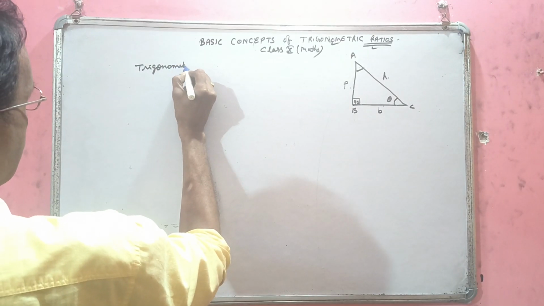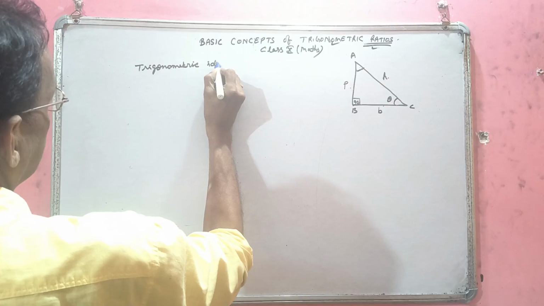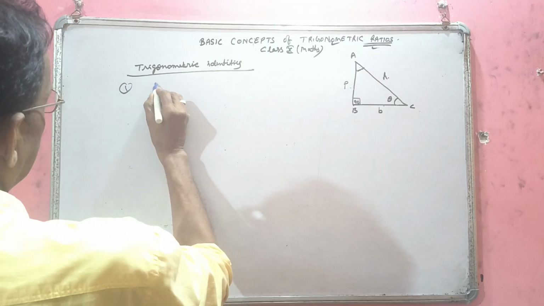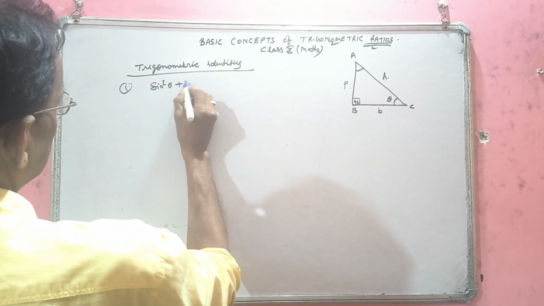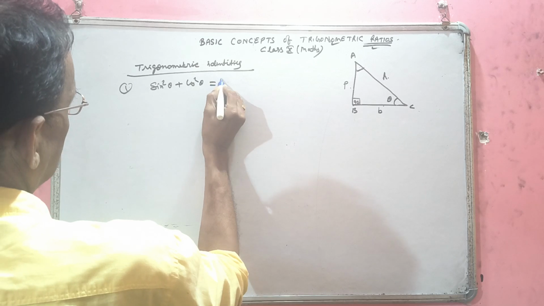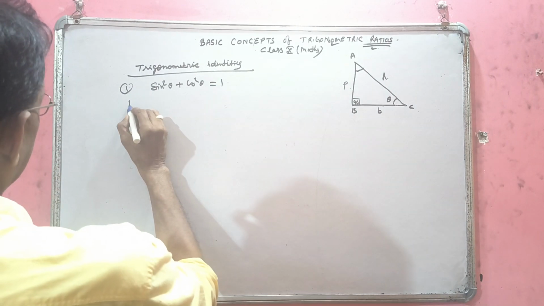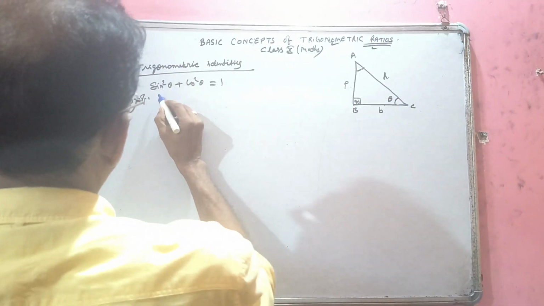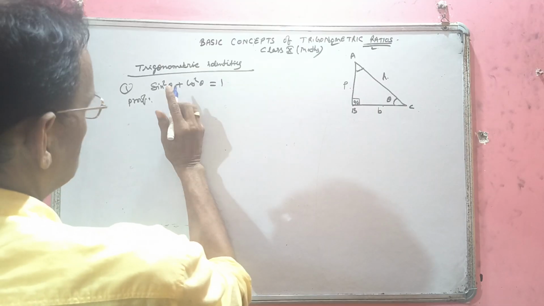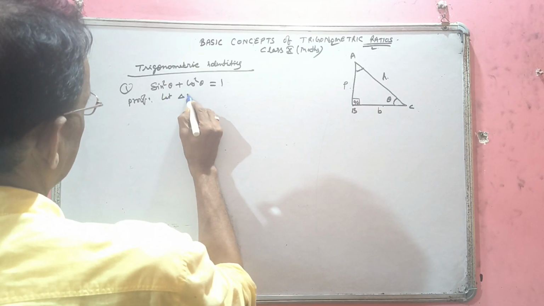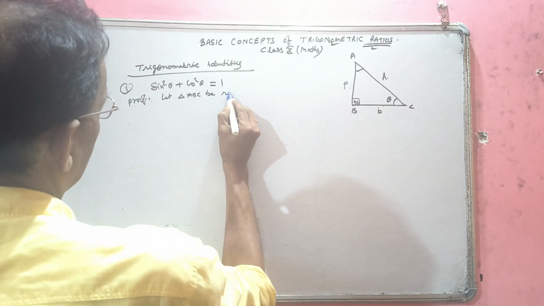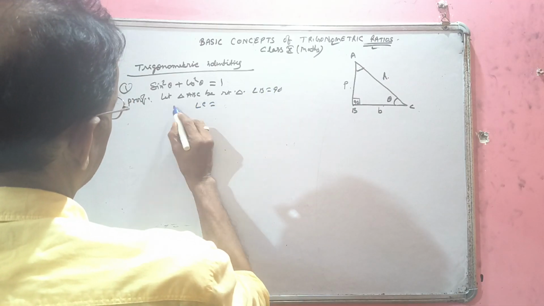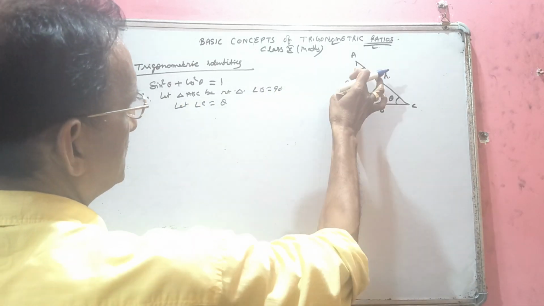Trigonometric identities. The first one is sin square theta plus cos square theta equals 1. You can always ask why, so I will explain the proof also. Consider this right triangle. Better write it down, we will prove it geometrically. Let triangle ABC be a right triangle with angle B equal to 90 degrees. Let us suppose angle C is theta.